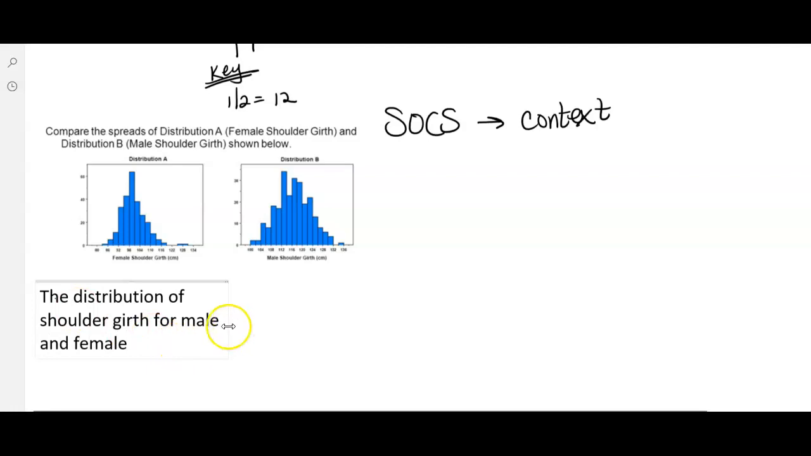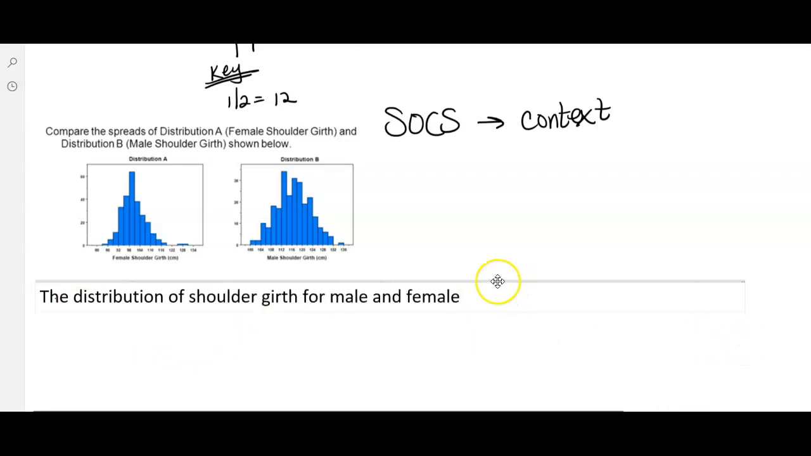Let me draw my box a little. Are both unimodal and roughly symmetric. You could possibly say that the female is a little skewed to the right, but I'm okay with you also saying roughly symmetric. So that takes care of my context, okay? And it takes care of my shape. Now I need to talk about outliers.